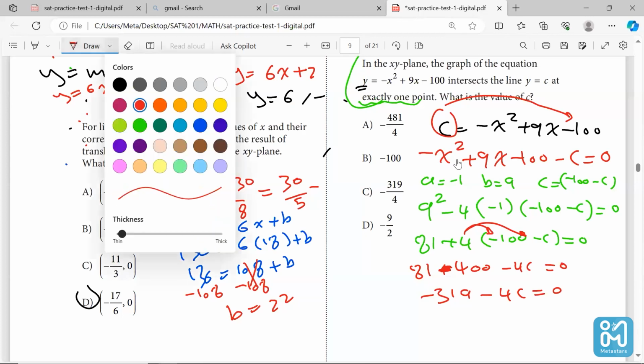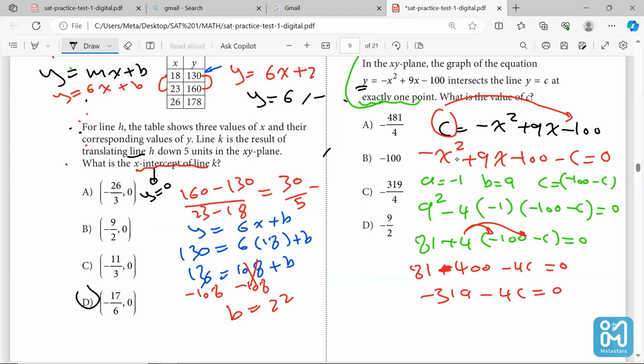Move it to the other side. So finally, we have minus 4c equals, you move this one to the other side, positive 319, not minus, I'm sorry. So we divide by -4, divide by -4, and c equals negative 319 over 4. This is my answer. I hope you understand.